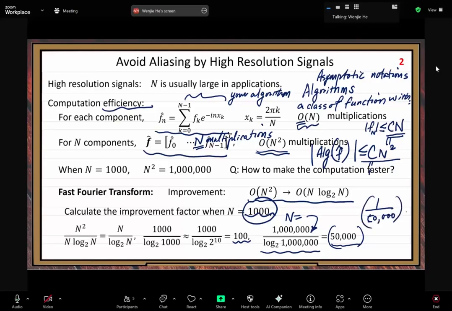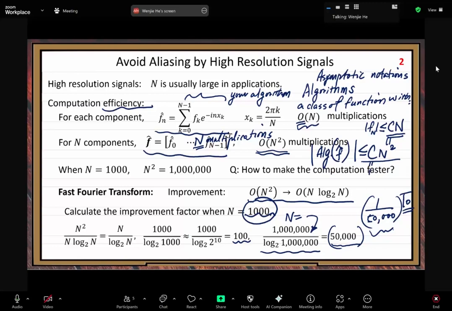Suppose T0 is the original time. If you do not apply fast Fourier transform, and you just apply straightforward discrete Fourier transform multiplication, then you need T0 time. But when you apply fast Fourier transform, the time you need is 1/50,000. That's a huge improvement. So that's why this algorithm is so important, in real world applications.